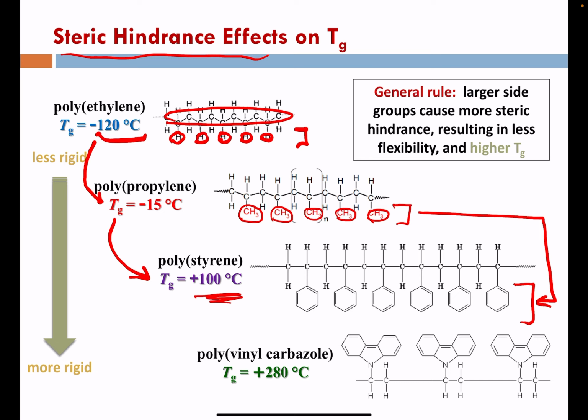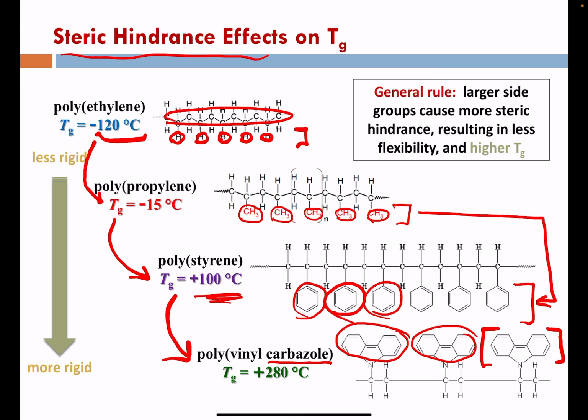Consider that further, swap those phenyl groups for something even bigger, and here as we consider something more unique, the vinyl carbazole, where we've placed carbazole units for phenyl units, Tg goes up by almost 200 degrees C. Clearly, the steric bulk of the side chains here is having a major influence on the glass transition temperature.